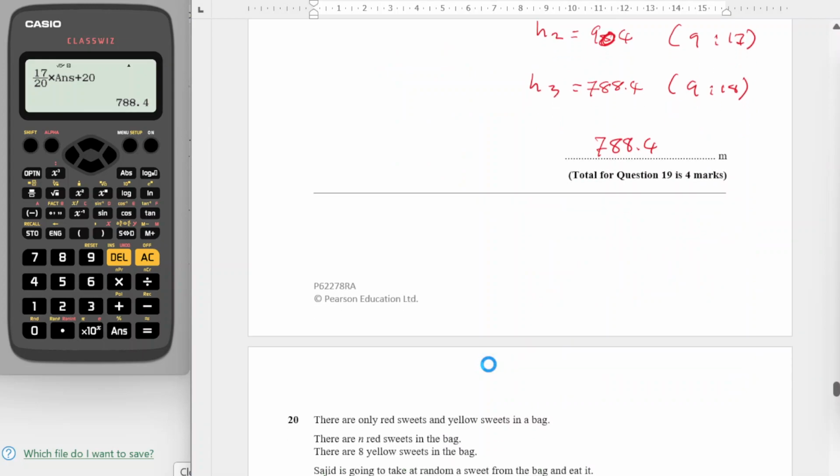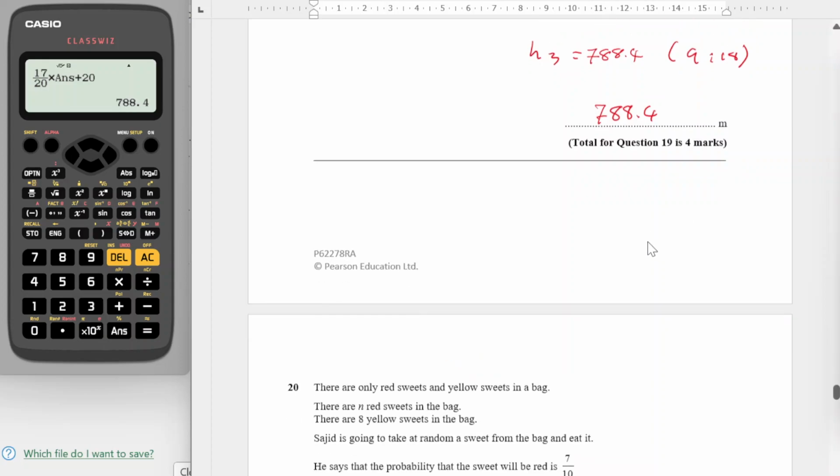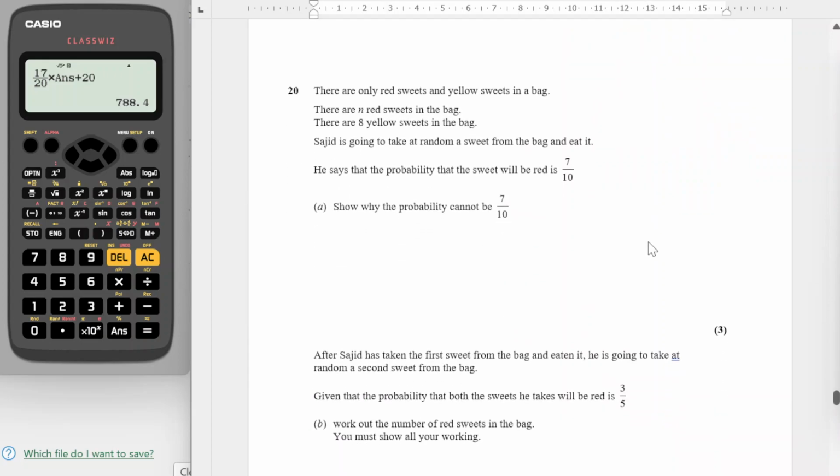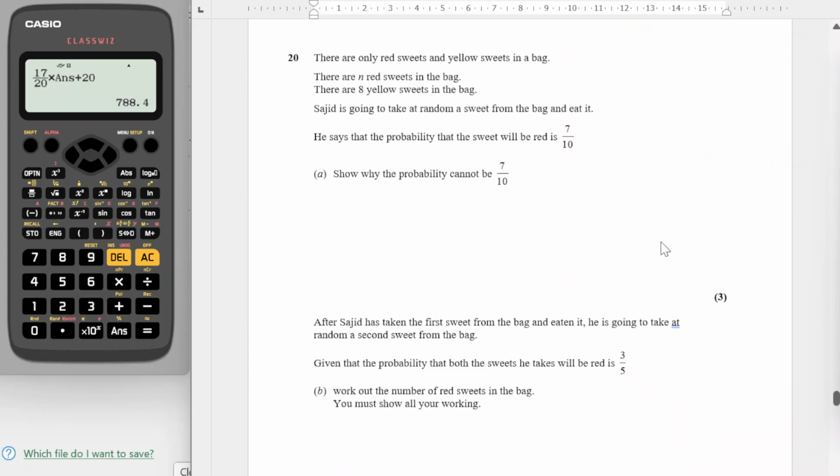Okay, question 20. Right, question 20. There are only red sweets and yellow sweets in a jar. There are n red sweets in the jar. There are 8 yellow sweets in the jar. Saeed is going to take at random a sweet from the bag and eat it. He says the probability that the sweet is red is 7/10. Show why the probability cannot be 7/10.